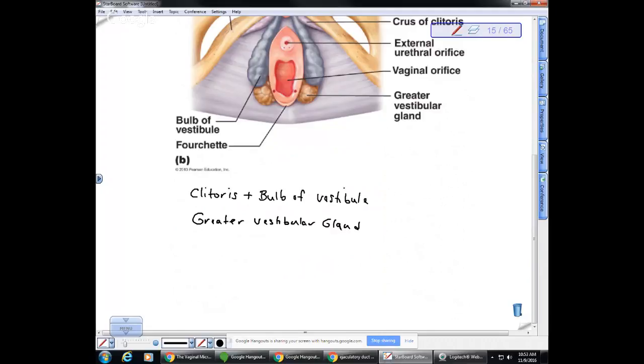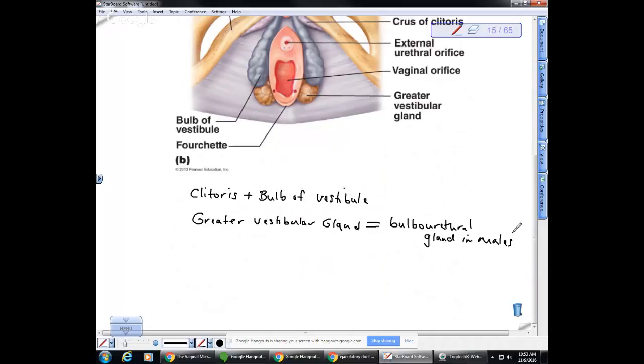And this is homologous, or has the same origin and function as the bulbourethral gland. So remember, the bulbourethral gland produces pre-seminal fluids. The greater vestibular gland produces a lubricating fluid. So this would lubricate the vagina prior to sexual intercourse, or maybe during sexual intercourse as well. The greater vestibular gland sits right down there, and that provides lubrication.